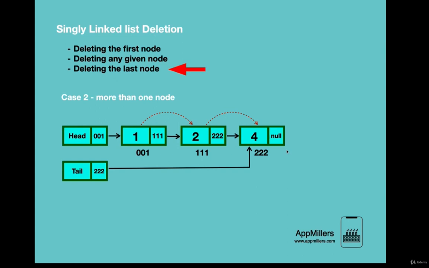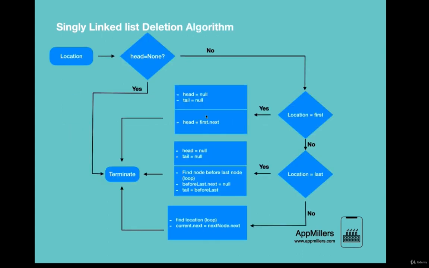Now let's see how these three cases work in an algorithm. We'll combine all these three cases in one algorithm. So let's see our algorithm. Our algorithm looks like this. Based on this algorithm, we will create a method in Python. This makes our life much easier. The algorithm starts from here. It takes as a parameter a location, which is the location at which we are going to delete a node.